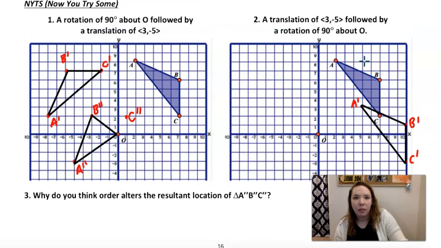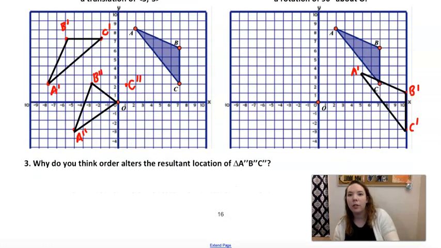All right, and then it wants us to do 90 about the origin. So A and B are going from quadrant 1 to quadrant 2. C is going from quadrant 4 to quadrant 1. So this is 5, 3, so we want negative 3, 5 for A double prime. This is 10, 1, so we want negative 1, 10. And then C will end up in quadrant 1. So this is 10, negative 3, so we want 3, 10 for C double prime.